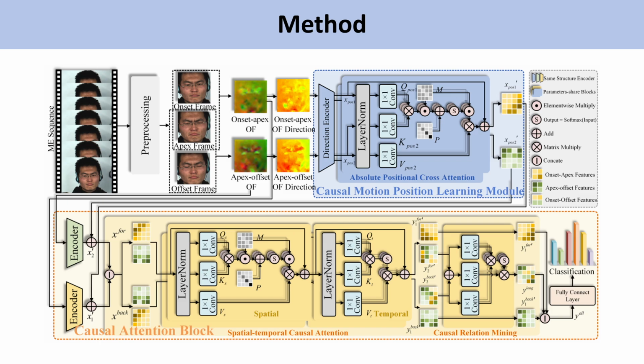In the causal attention block, the spatial temporal causal attention is responsible for information interaction. Meanwhile, based on the causality in the temporal dimension, it generates short-range and long-range feature representations, so as to perceive the overall temporal trend of microexpressions while maintaining sensitivity to local key microexpression information. Causal relation mining enhances causal relationship learning through in-depth information interaction and mining of long-range features.